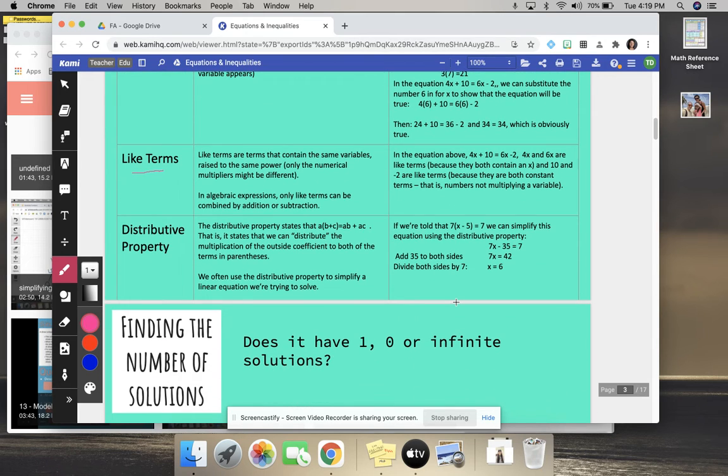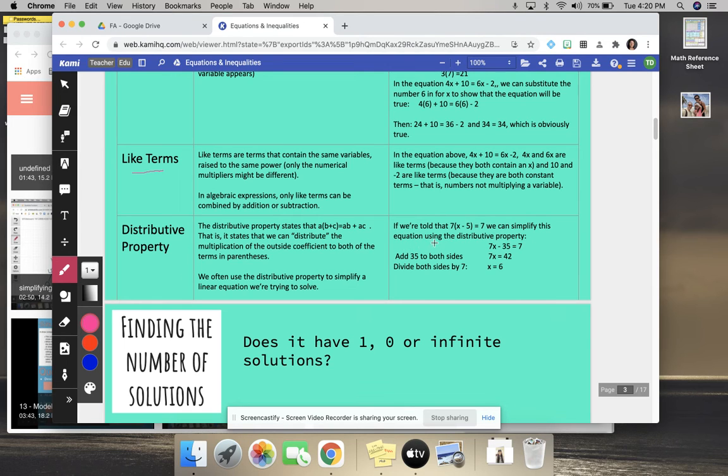Then we have our last term, distributive property. The distributive property states that A times the quantity B plus C is equal to AB plus AC. That is, it states that we can distribute the multiplication of the outside coefficient to both of the terms in parentheses. We often use the distributive property to simplify a linear equation we're trying to solve.